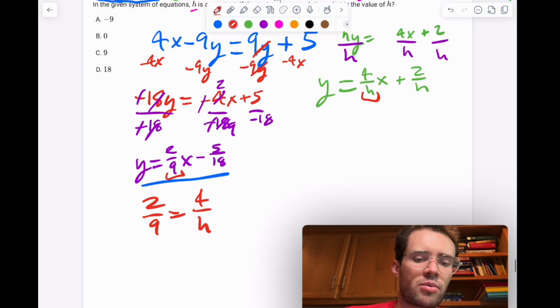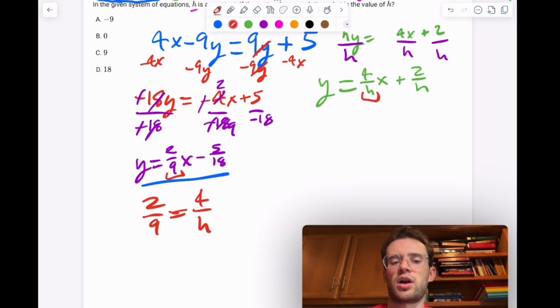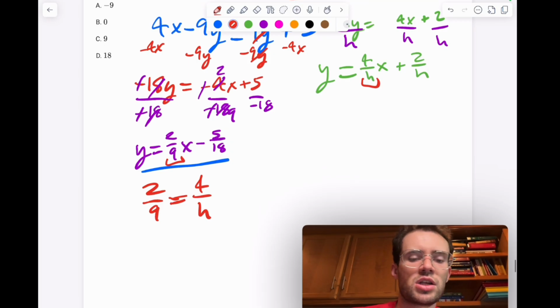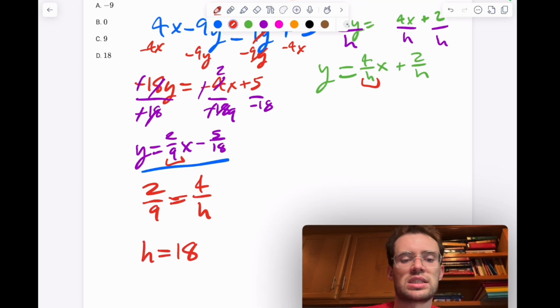All right, now, a couple ways you could do this. You could cross multiply and solve for h. You could go, okay, what do you have to multiply 2 by to get 4? You have to multiply 9 by the same thing. Just think, all right, what fraction with the numerator 4 is equivalent to 2/9? It'd be 4 over 18. So any of those ways, you'll end up with h is equal to 18. Because 4/18 is equal to 2/9, right? You can multiply both of them by 2.